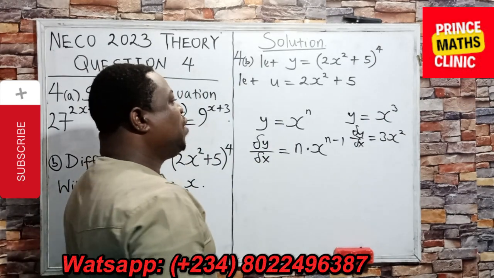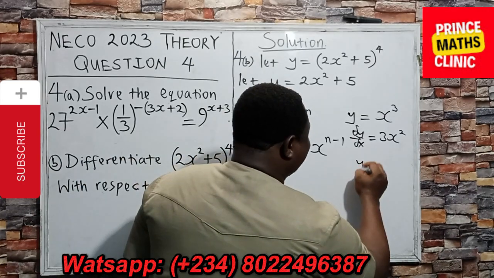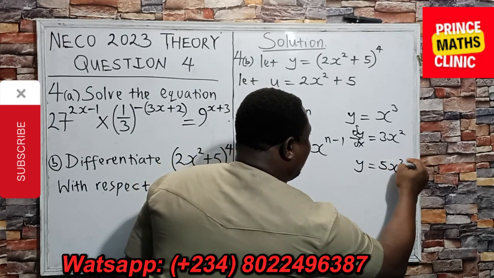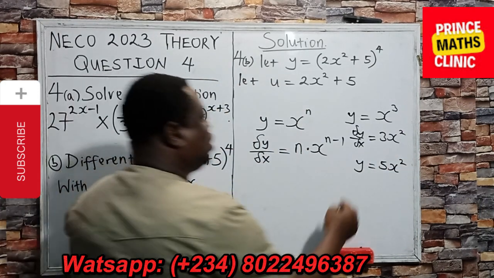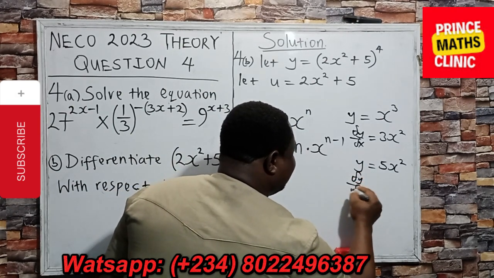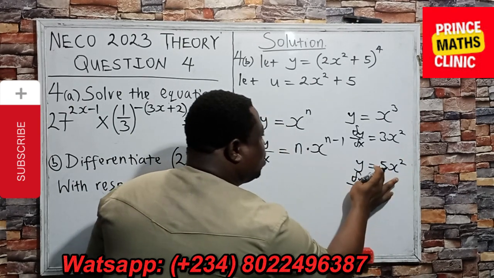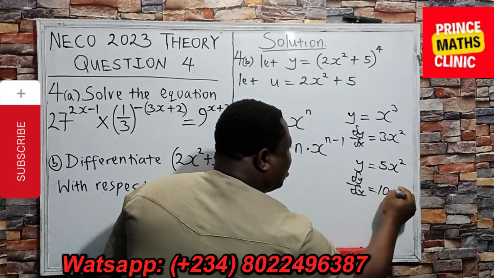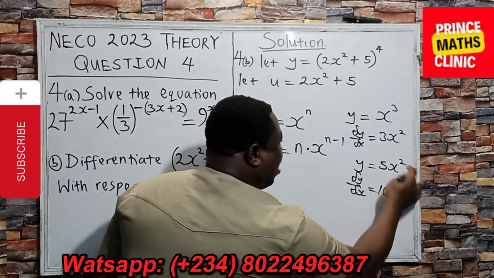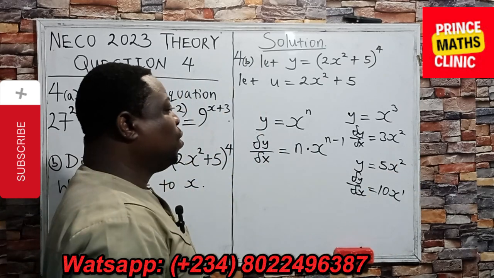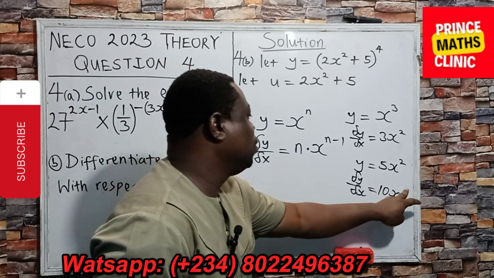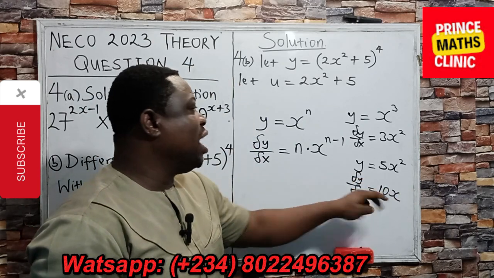Now, what if you have y equals 5x to the power of 2? What would you do? Simple. dy/dx is this 2 times everything you have here. So 2 times 5 will give you 10. Then you write down the x. Then 2 minus 1 is 1, so x to the power of 1 is still x. So if you differentiate this, you are going to get 10x.